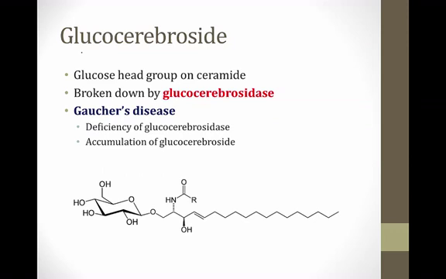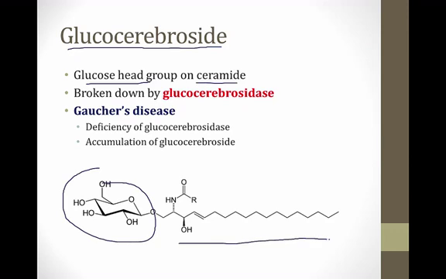The next sphingolipid we'll discuss is called glucocerebroside, and the structure of this molecule consists of ceramide with a glucose head group. If you look at the structure on the bottom of the screen here, this is a glucose head group attached to a ceramide molecule. The enzyme that breaks down glucocerebroside is appropriately named glucocerebrosidase, and if you are deficient in this enzyme, you have a condition called Gaucher's disease.